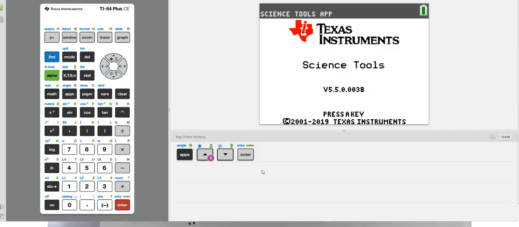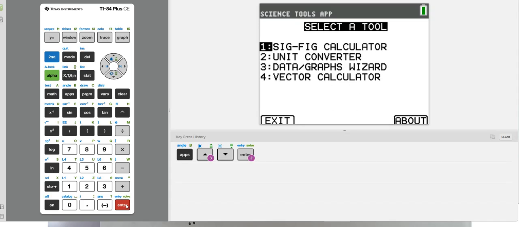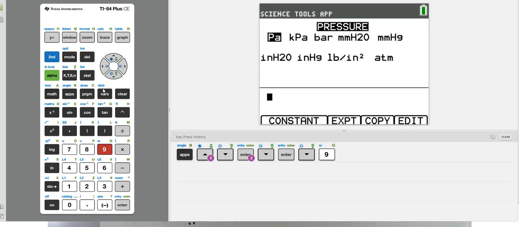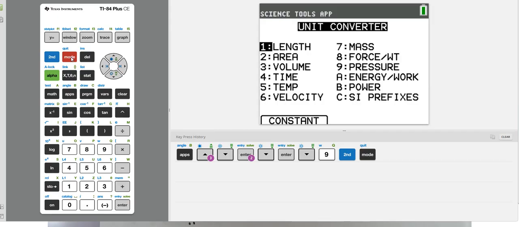Gives you a couple nice things that we can do here. Let's press enter again to get past this. Unit converter. That one's pretty cool. Let's go down to unit converter. And you've got all kinds of units that you can convert. So let's go over to number 9, which is pressure. Actually, let's go back. I don't want pressure, we want force. So let me exit out of that. Is there force? Yeah, there we go. Force / weight. So that's 8.